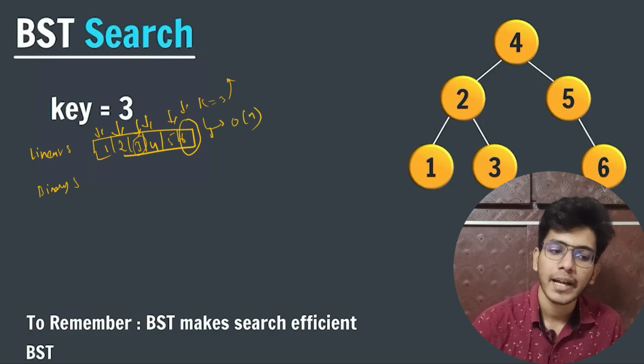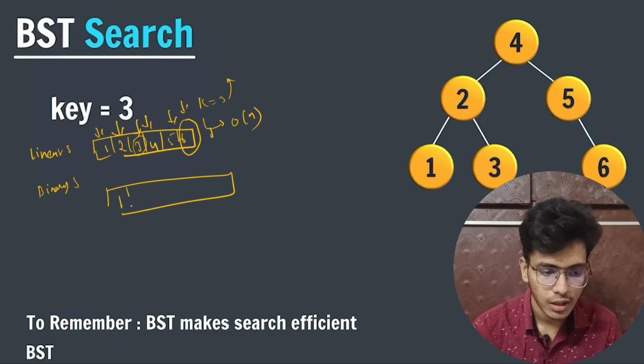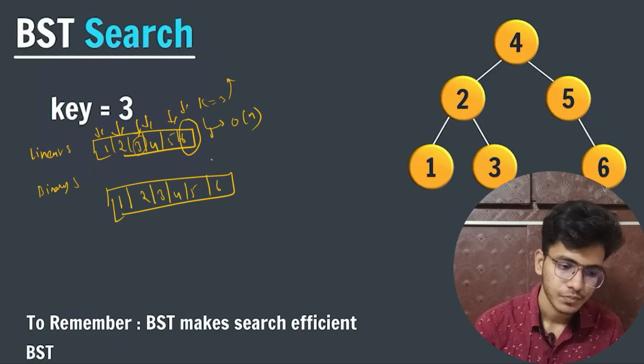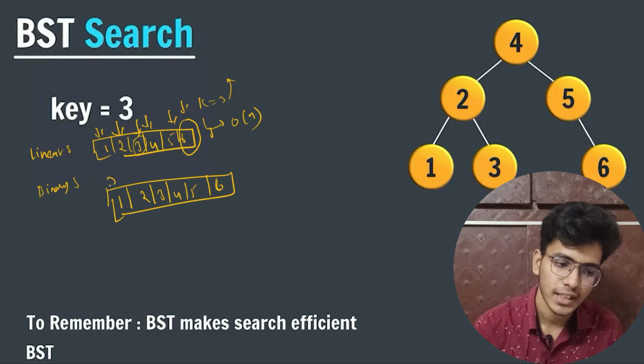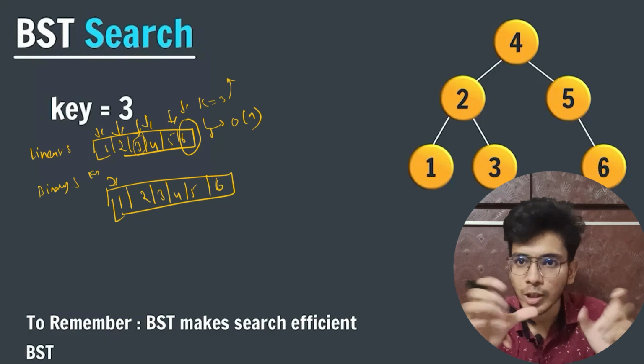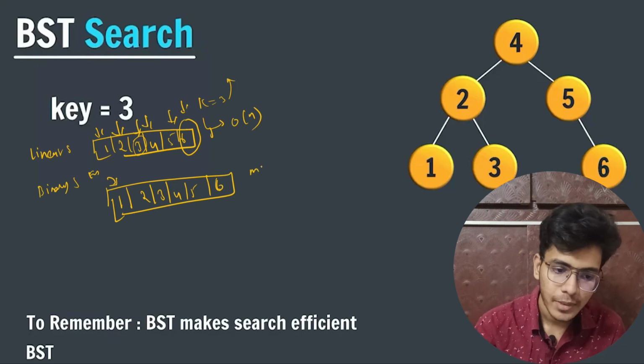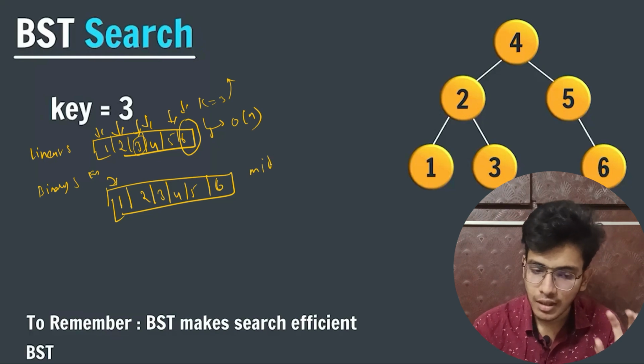And in binary search, let's say this is my array 1 2 3 4 5 and 6, and this is my key. I will break my array into two parts using my mid element. First of all, I will calculate mid is equal to starting plus ending divided by 2.